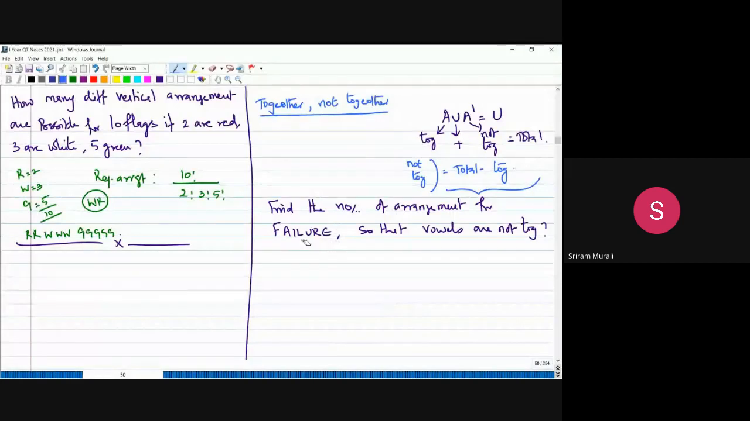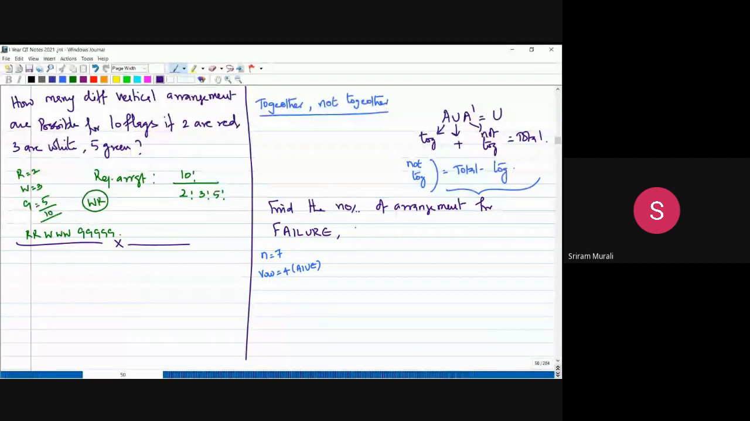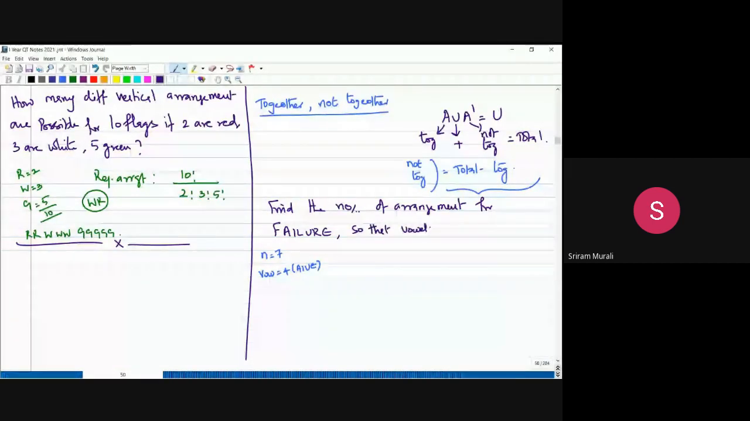Suppose you take this example, the word failure. In the word failure, how many letters are there? 7. What is the condition? Vowels are not together. So how many vowels are there? 4. What are they? A, I, U, E. So that vowels are not together. 4 vowels.